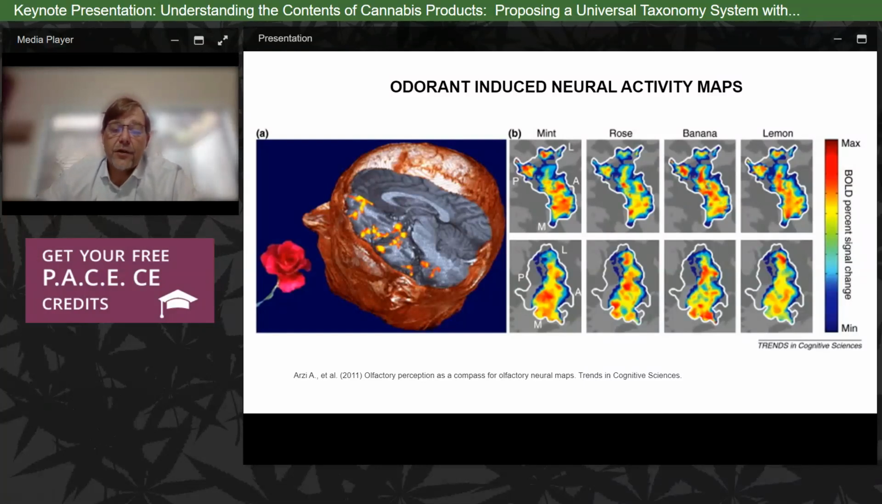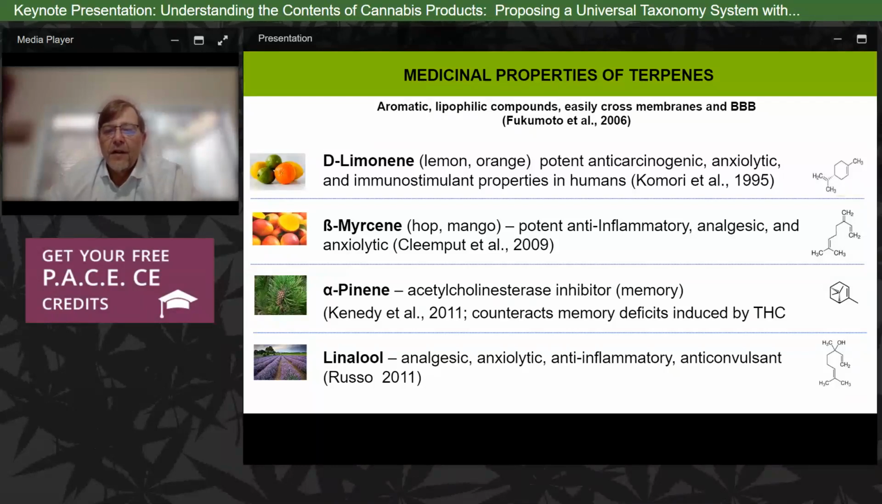In the case of cannabis, it's through ingestion or inhalation of terpenes that are a part of a lot of cannabis products, in particular cannabis flower. There are many medicinal properties of terpenes. They're aromatic lipophilic compounds that easily cross membranes as well as the blood-brain barrier. That's the barrier that exists between the blood and the brain, and it is a policing control station that oversees what substances can cross from the blood into the brain. These molecules, limonene, myrcene, pinene, that are listed, have their own medicinal properties, and they can easily cross the blood-brain barrier. These are just some of the examples of the medicinal properties of terpenes.